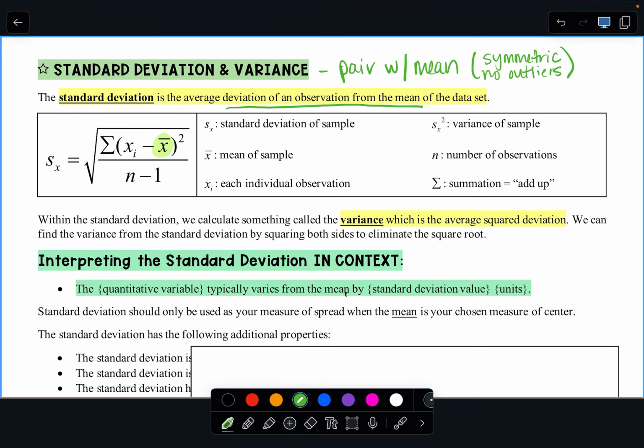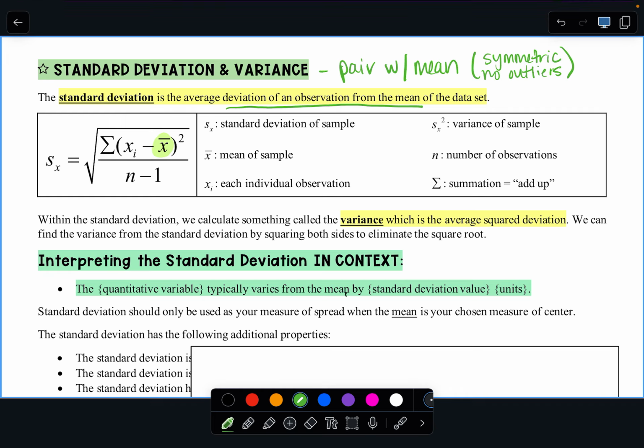Now, in order to find this, you would technically have to go in and subtract all of the data values with the mean and get those distances. We will never, ever, ever in a million years make you do this by hand. This is why I showed you 1var stats. Your calculator will do it every single time. If they don't give you data, they're giving you the number. You will not have to use this formula.